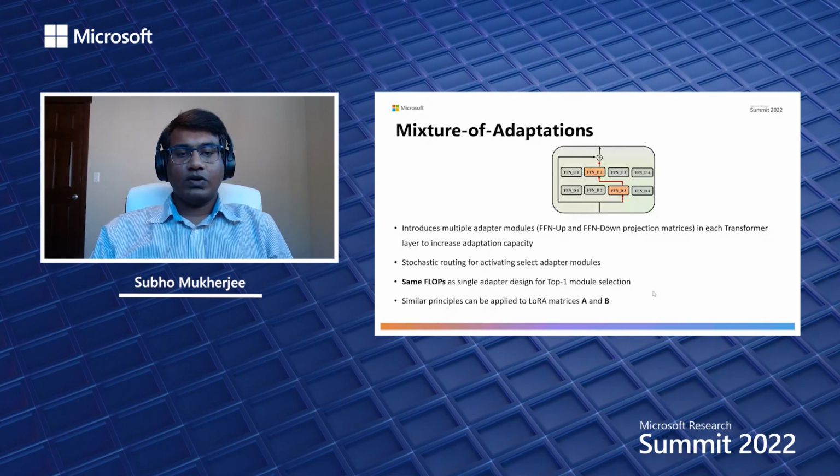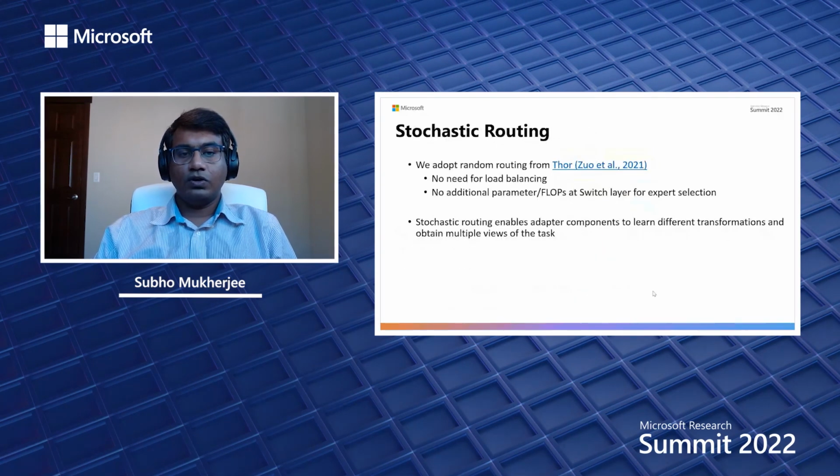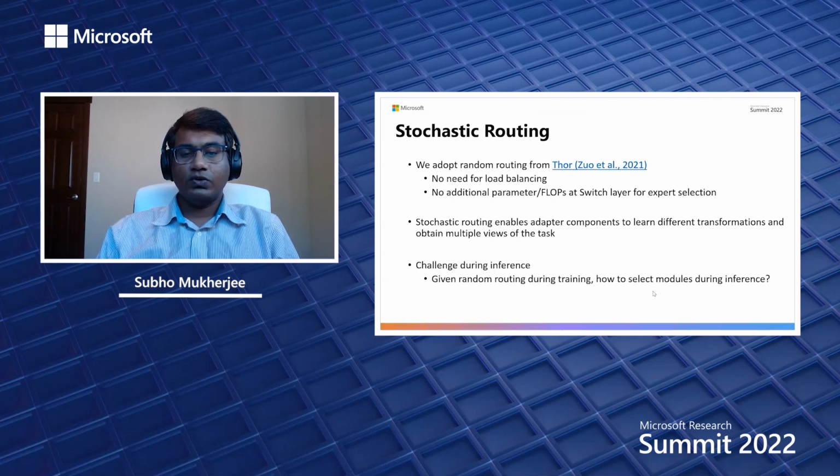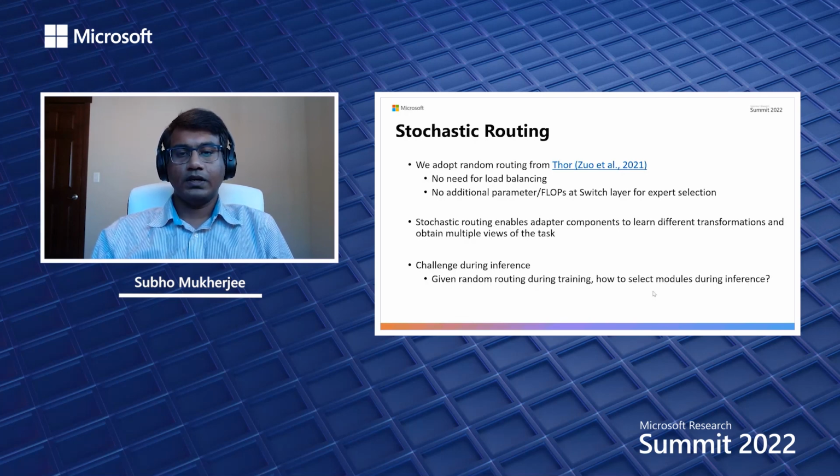AdaMix leverages random routing from THOR, so there is no need for load balancing. It also does not require any additional parameters at the switch layer for module selection. Stochastic routing enables the different adapter components to learn different transformations and obtain multiple views of the task. However, there is a challenge during inference. Since we are using random routing during training, which one of these modules do we use during inference?